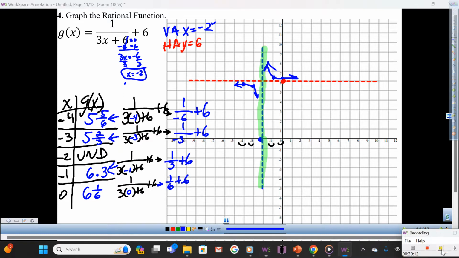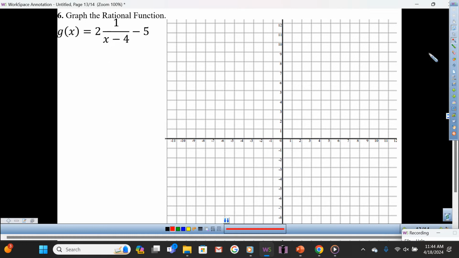Let me pause this really quick. From 1 to 5, how comfortable are you with this so far? We got this. All right. VA x equals, HA y equals. All right. Tell your neighbor your VA and your HA, and then Bailey's gonna enlighten us. What is your VA? What is your HA? Tell your neighbor, please.